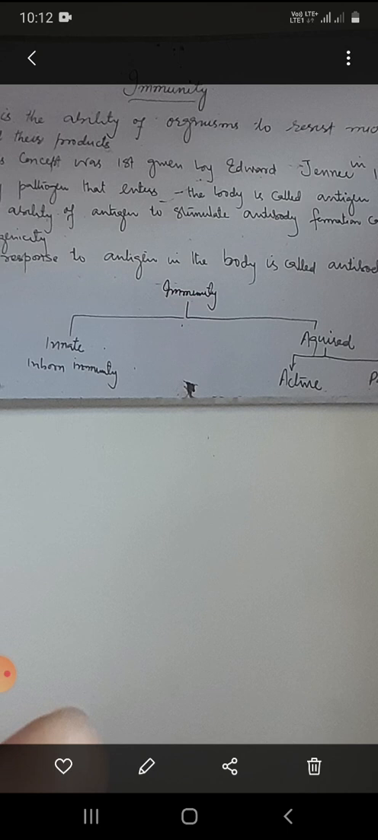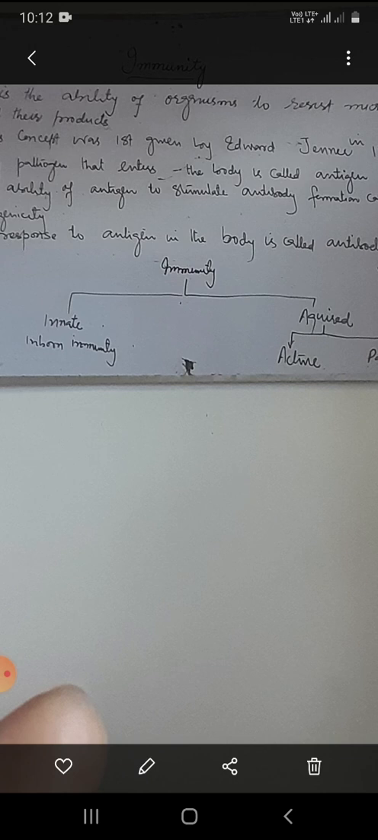This inborn immunity is in the form of epithelial cells, different types of mucous membranes, antibacterial substances in the blood and the tissues, and different types of cellular factors secreted by the cells to kill the antigens, or acute phase proteins, which may be proteins.